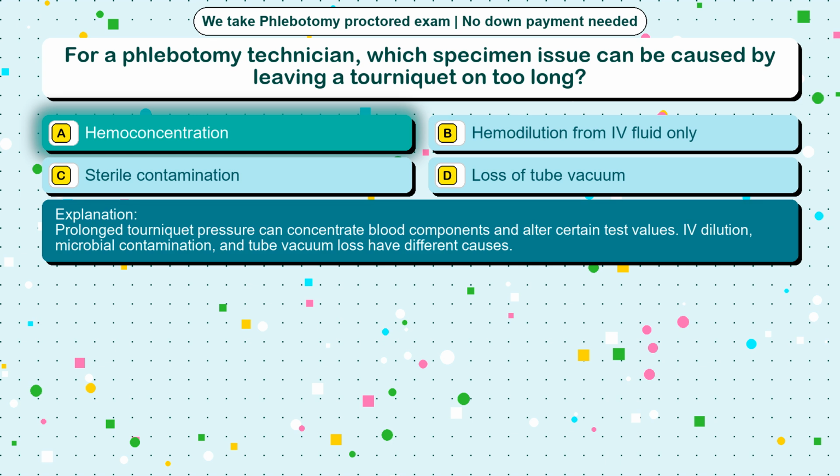Prolonged tourniquet pressure can concentrate blood components and alter certain test values. Dilution, microbial contamination, and tube vacuum loss have different causes.